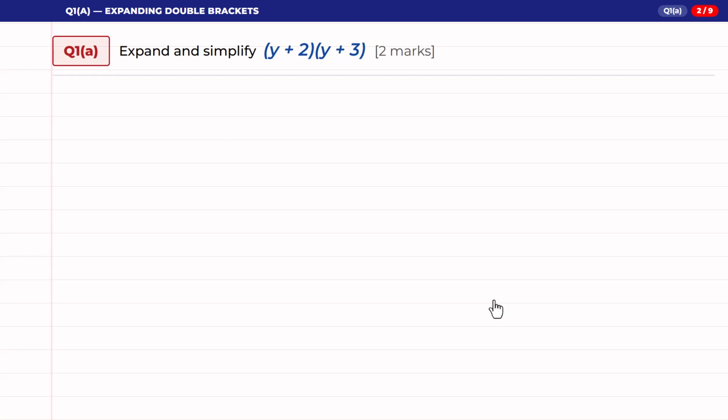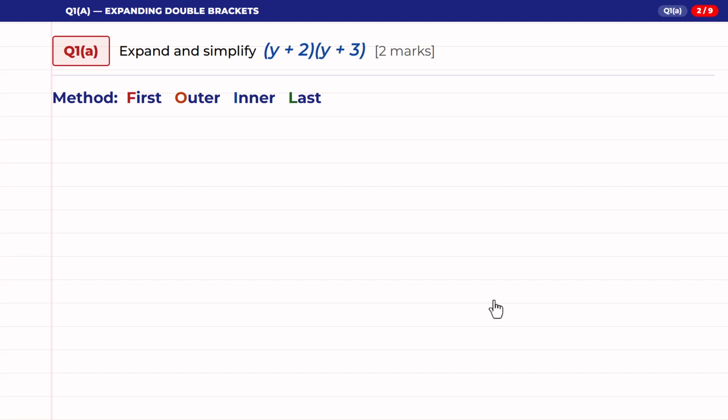Question 1 Part A. Expand and simplify y plus 2 multiplied by y plus 3. 2 marks. We need to multiply every term in the first bracket by every term in the second bracket. I use the FOIL method.